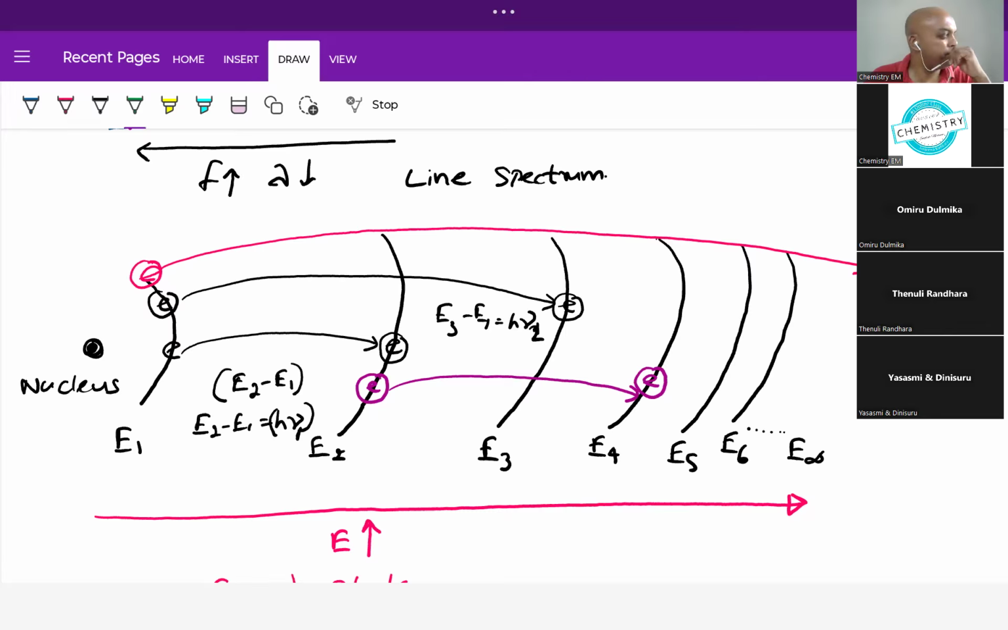Next bullet point. The energy gap between two energy levels decreases when moving away from the nucleus.